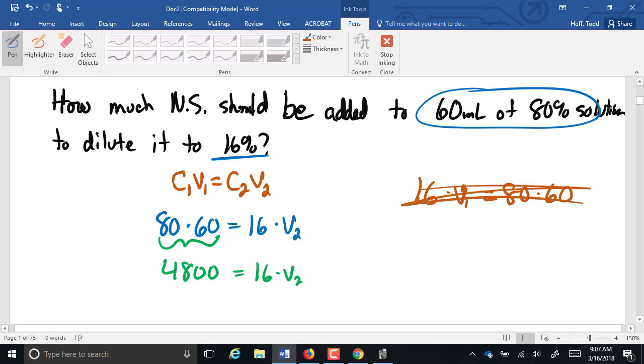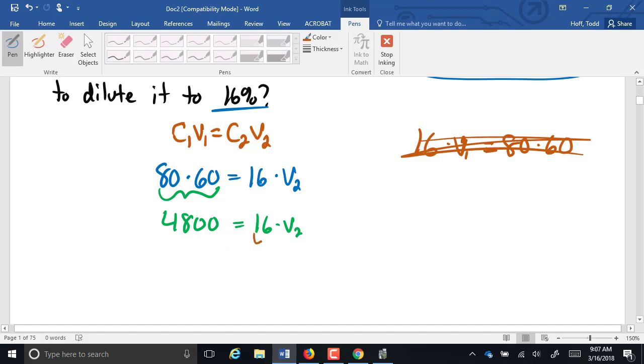So anyway, now we're going to divide this by the 16 to divide that out. That comes out to be 300. So my volume 2 is 300 milliliters.